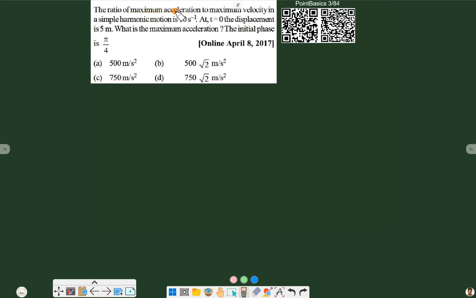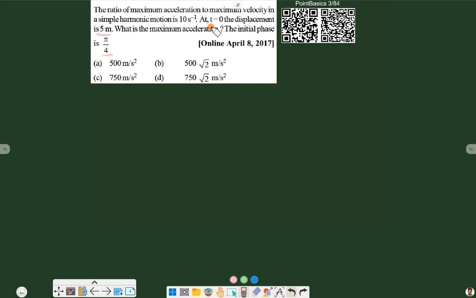The ratio of maximum acceleration to maximum velocity in SHM is 10. At t is equal to 0, the displacement is 5 meter. What is the maximum acceleration? Initial phase is pi by 4.